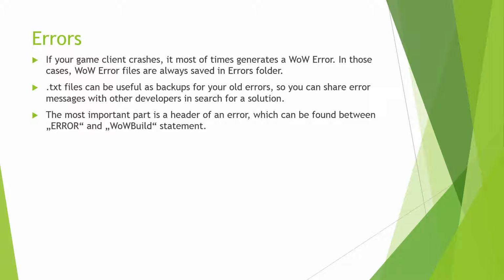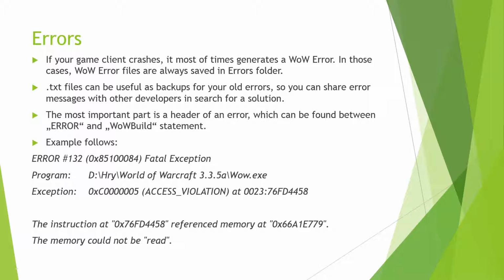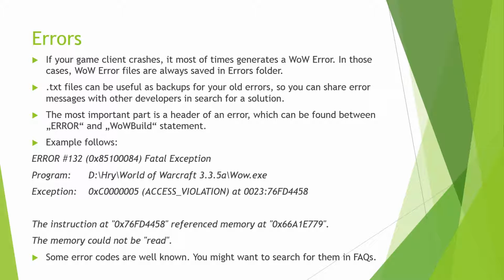The most important part is the header of an error, which can be found between the error and WoW build statements. Example follows. This is an example of an error header. The most important part is that which starts with exception. You can see a code of the error there, 76FD4458. You can try to google these codes, and quite commonly you can find them in frequently asked questions or on some sort of help forums and so on. Some error codes are simply well known.